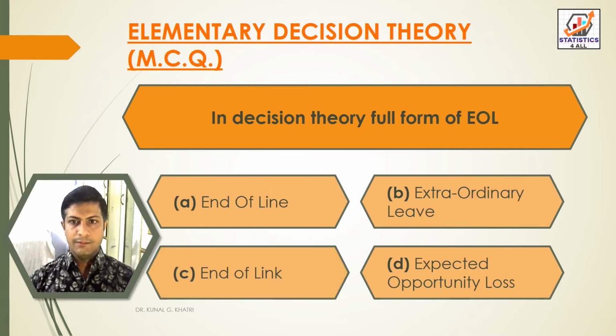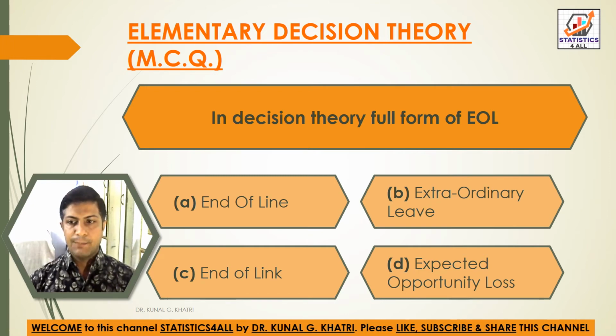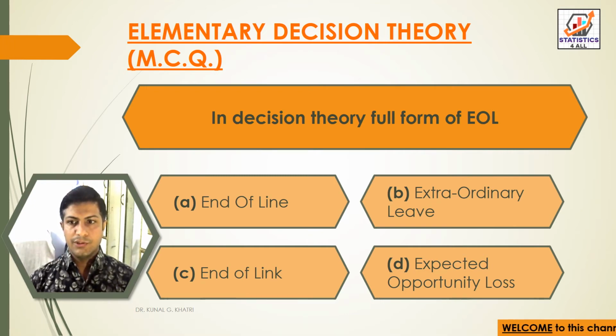Next question. In decision theory, full form of EOL. Option A, end of line. Option B, extraordinary leave. Option C, end of link. And option D, expected opportunity loss. So here we have answer option D, expected opportunity loss, is the full form of EOL in decision theory.